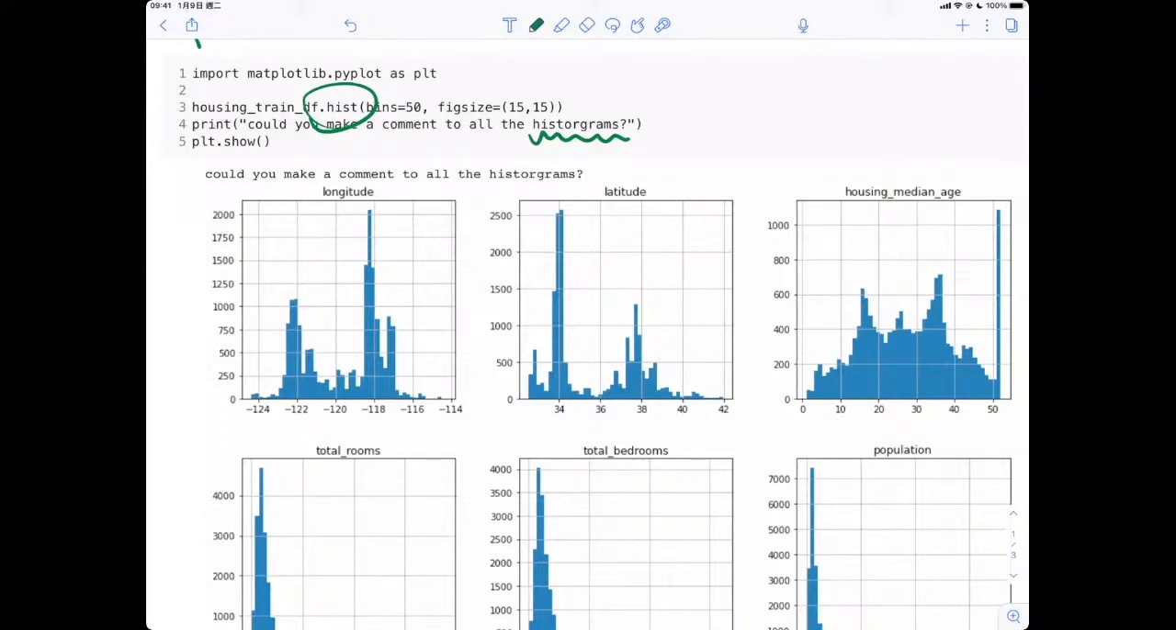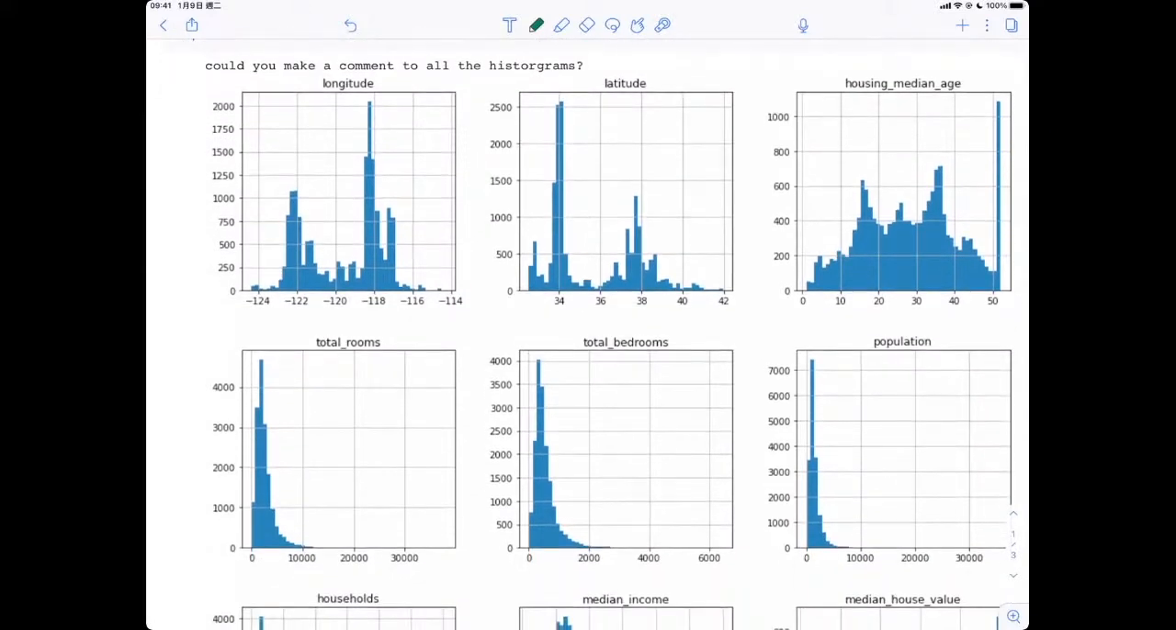Basically we can take a look at the histogram so that you can get familiar with the training data you use here. As we can see, there are several interesting things. For example, right here, the median age of these houses is larger than 50, which means 50 years. So you have to think about that. What should you do? Maybe you should set those bins.